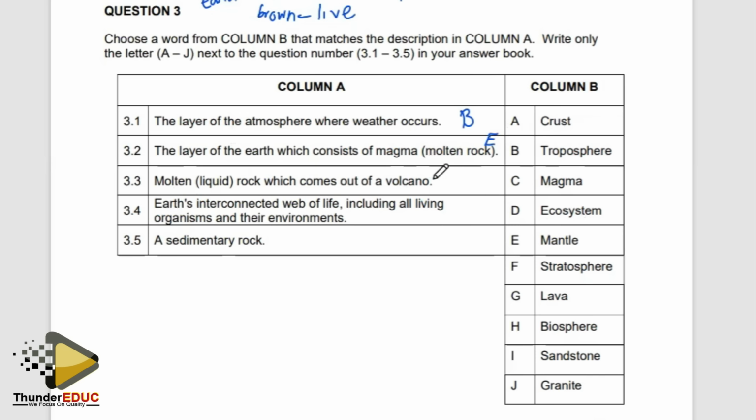Molten liquid rock which comes out of the volcano. From question 3.2, it's the layer of Earth which consists of magma, that's molten rock. Then here you're asked for molten liquid rock which comes out of the volcano. When it's inside, it's magma, but when it comes out, it becomes what? Lava. So for 3.3, our answer becomes G.